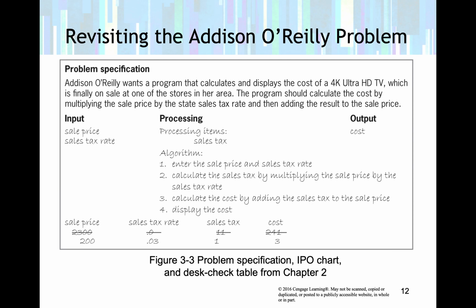But let's put some good numbers. Let's say that the TV costs $200, and let's say that my tax rate is 0.03. So I'll multiply 200 times 0.03. That actually gives me $6, not 1. I don't know why that says 1. And so if it gives me 6, then my cost would be 200 plus 6, which is $206.